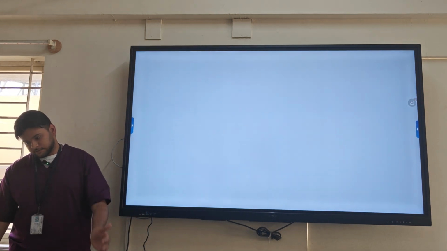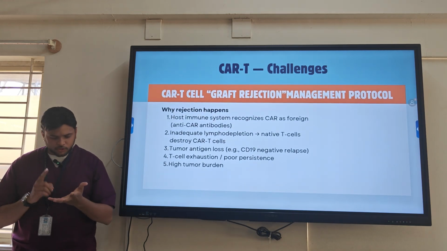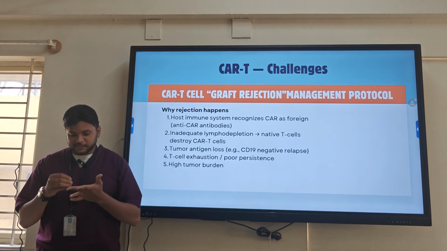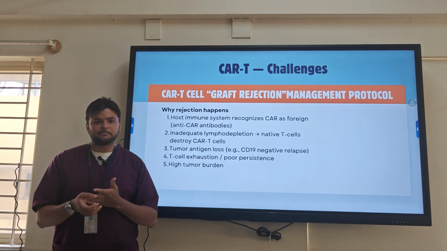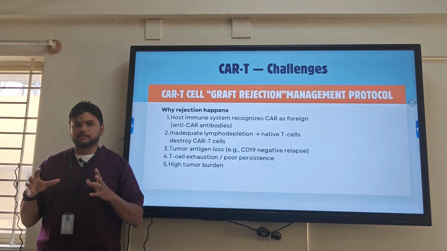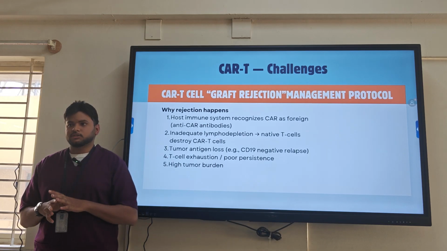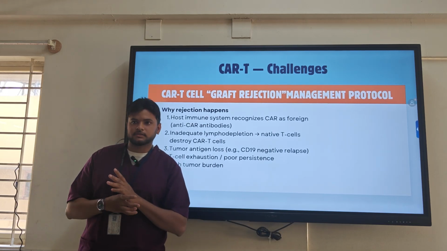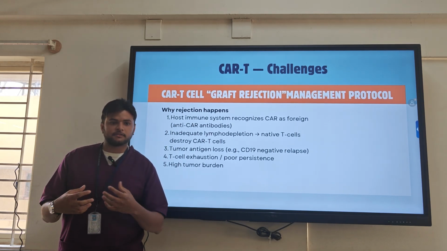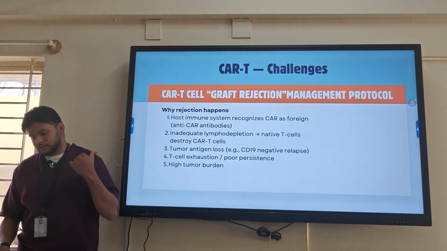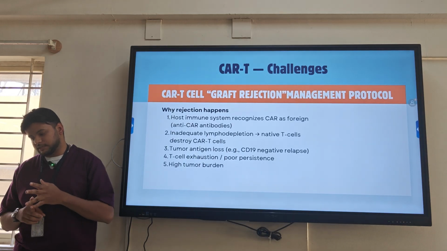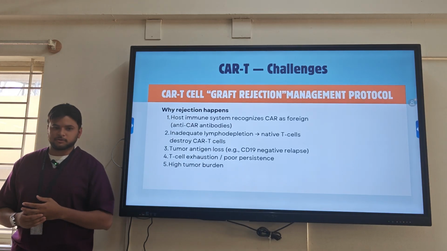The second part of the challenge is, you have collected the sample, you have modified it, but the challenge comes in infusing. Sometimes what happens is rejection. That rejection is known as graft rejection. There are certain protocols for it in every study, which are confidential. Different people or different demographics will have certain protocols. This protocol is a generalized one. Why does the rejection happen? Because the host immune system recognizes CAR as a foreign antigen, CAR antibodies, as I said.